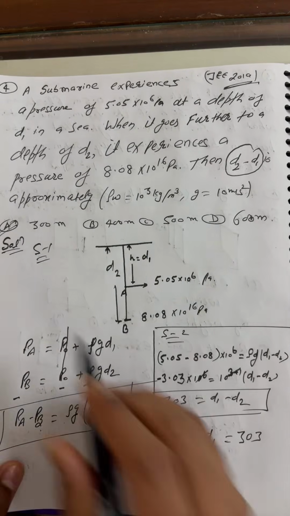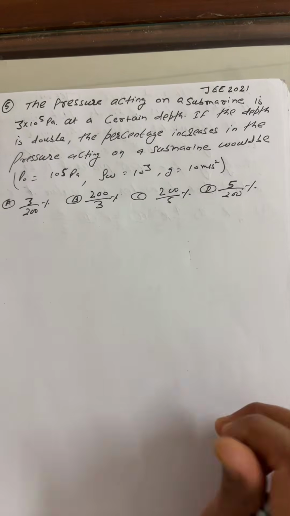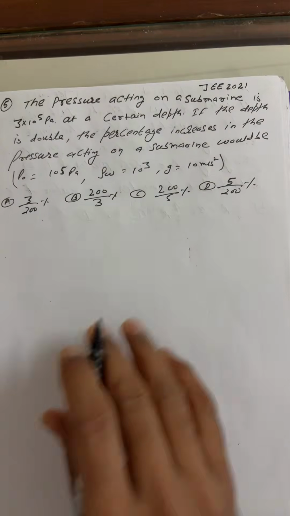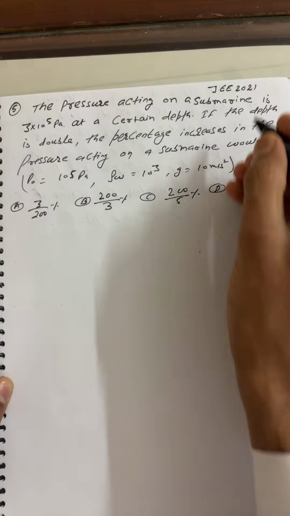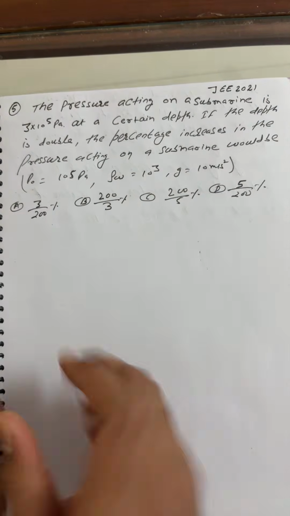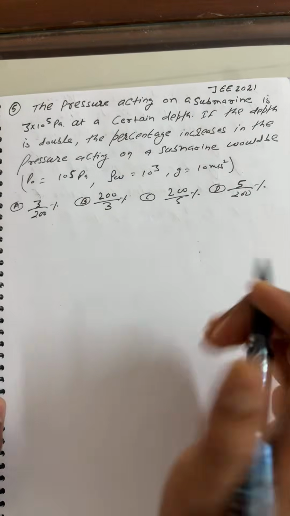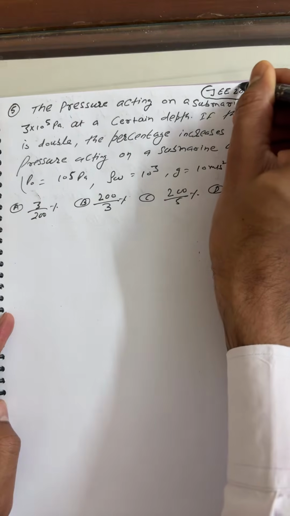Now, this question, the fourth, is done. Now have a look at the next question. This is question number five. They asked this question in JEE 2021. Yes, it's a good question. Literally a good question. Now have a look. This is JEE 2021. So what's the question here?